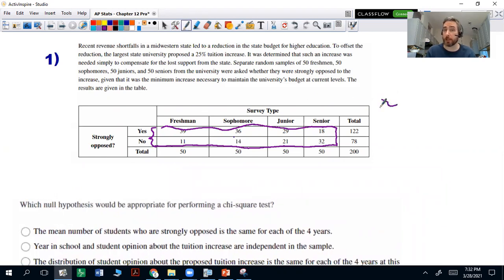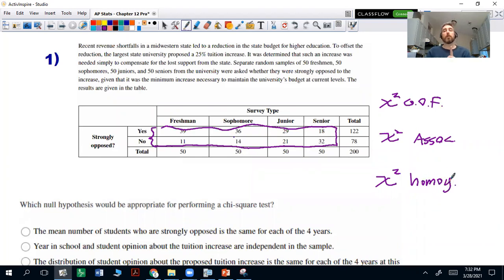So we have 3 chi-squared tests. We have chi-squared goodness of fit. We have a chi-squared test of association or independence. And we have a chi-squared test for homogeneity. So it's goodness of fit if you have one category. So we're going to rule that out because we have freshmen, sophomores, juniors, and seniors, and a question yes or no. So it's not going to be goodness of fit because we have a 2x4.